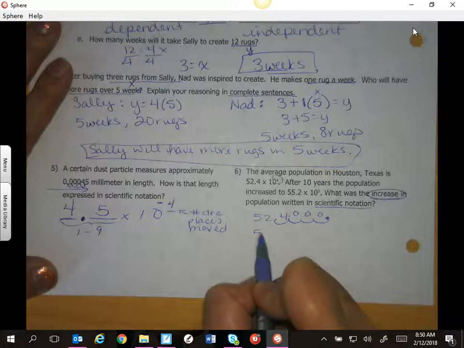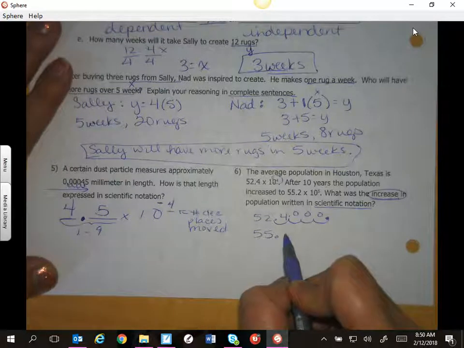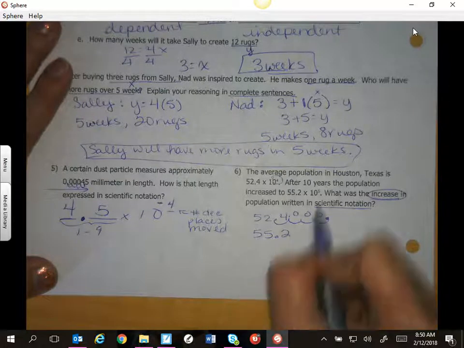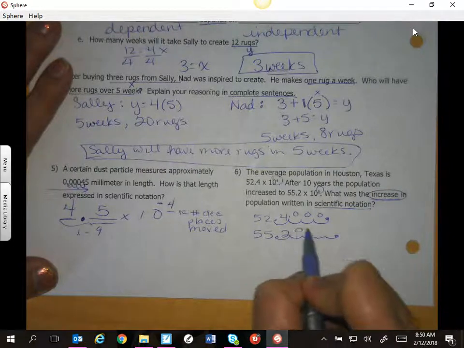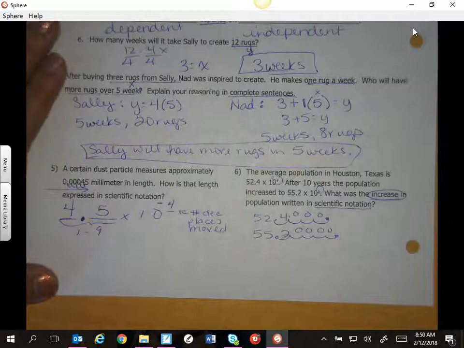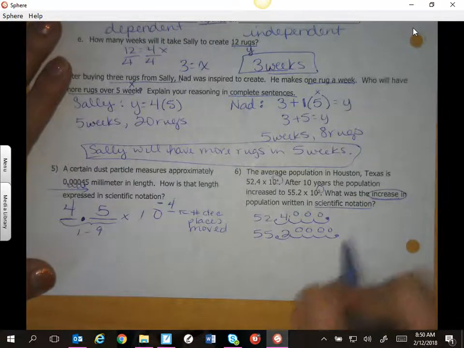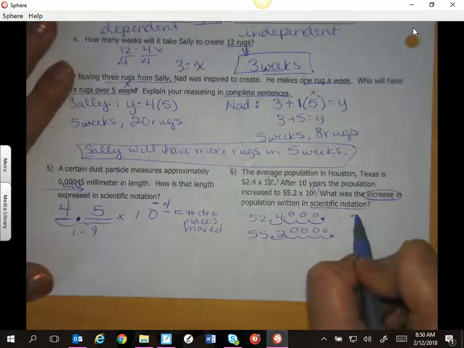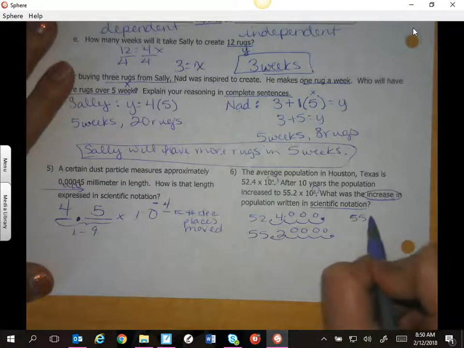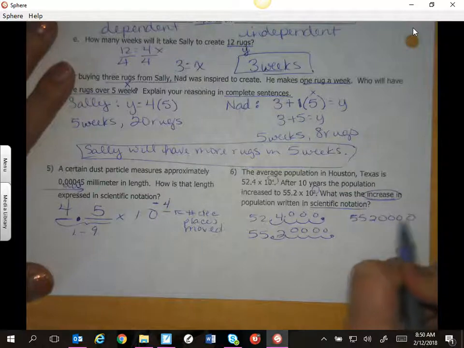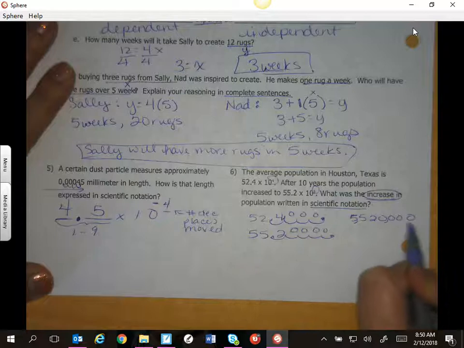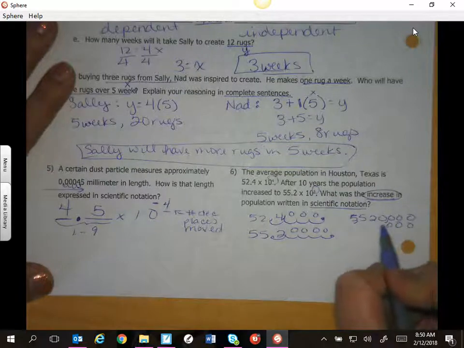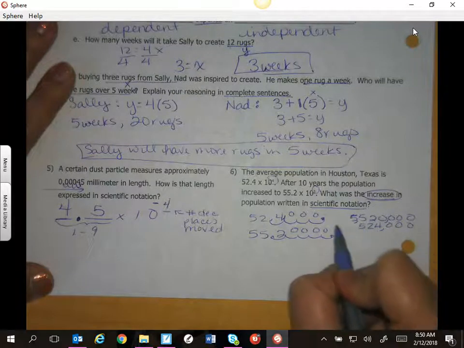And then we have 55.2. This is 1, 2, 3, 4, 5 places. So if we want to know how much it went up, we need to subtract these. So we're going to say 5, 5, 2, 0, 0, 0, 0. Put my commas there so I can line everything up. 0, 0, 0, comma, 4, 2, 5. So we're going to have to subtract these.